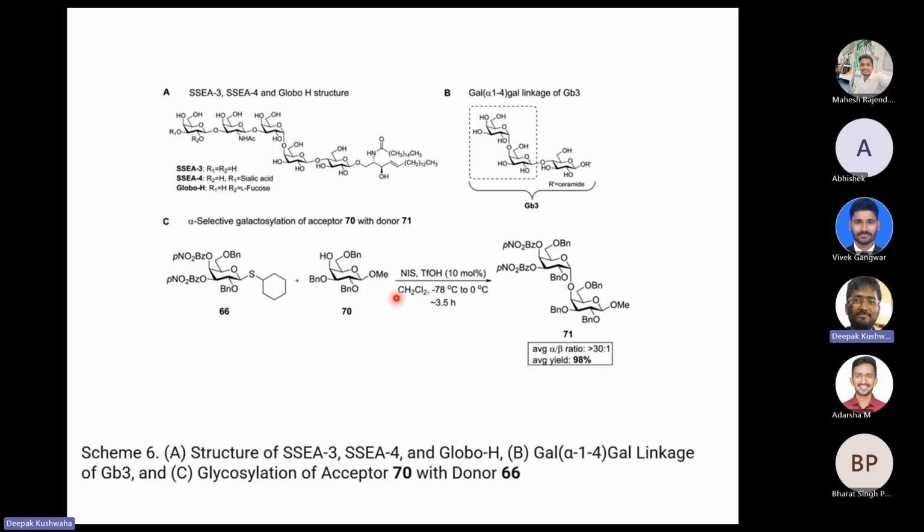To show the application of what they have proposed, they have taken, as we know in the case of the Gb3 antigen, one galactose moiety connected to another galactose via an alpha 1,4 linkage. Since they showed that this particular donor gives better alpha selective products, they used this donor with acceptor 70, and they found an alpha to beta ratio of 30:1. So to show the application, they have shown this.